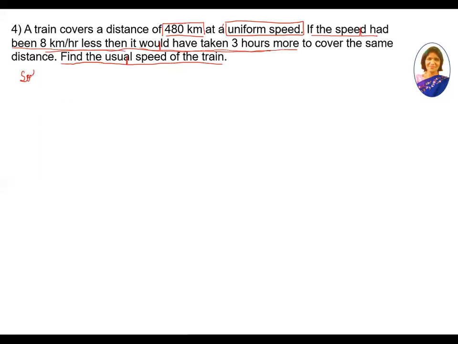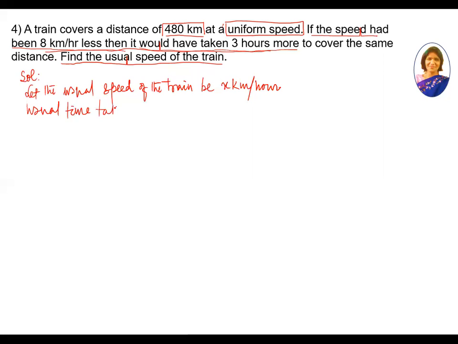So starting from solution, let the usual speed of the train be x kilometer per hour. Now usual time taken by train to cover 480 kilometer is 480 by x.